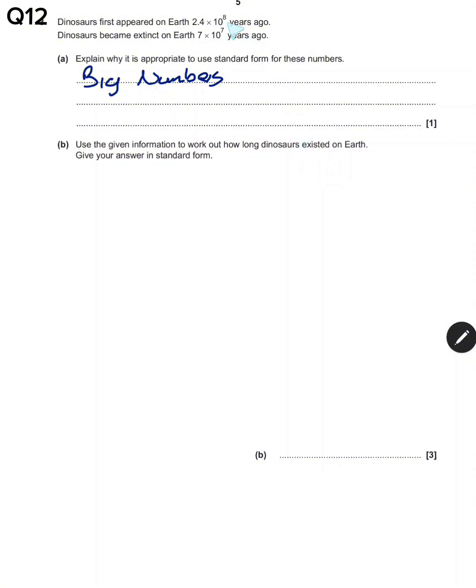So what we need is the difference from when they appeared and when they became extinct. And I'm going to use the biggest number first. They appeared the longest time ago, 2.4 times 10 to the 8 years. And I'm going to subtract when they went extinct, which is 7 times 10 to the 7 years ago. Several ways to do this. I'm just going to go old school. I'm going to write this as a normal number.